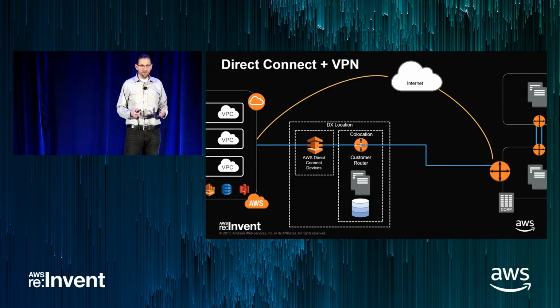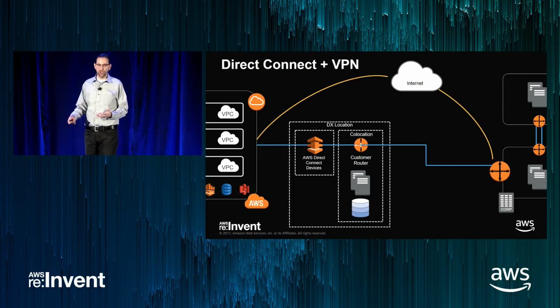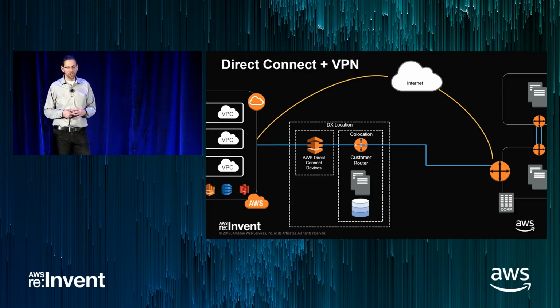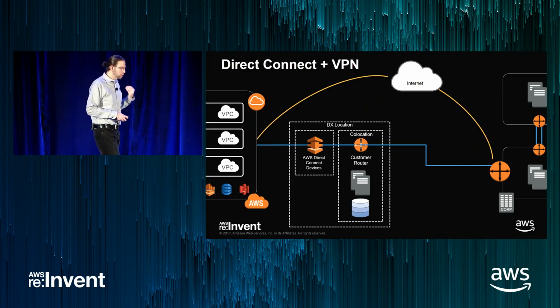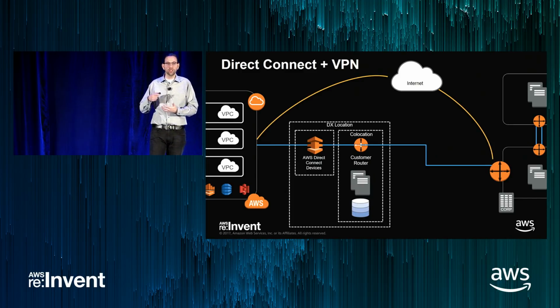But VPN may be less performant, and will likely not be as consistent in terms of the network experience. And so you need to think about, is this acceptable connectivity for the duration of time while my Direct Connect is being fixed or while my circuit is being worked on?